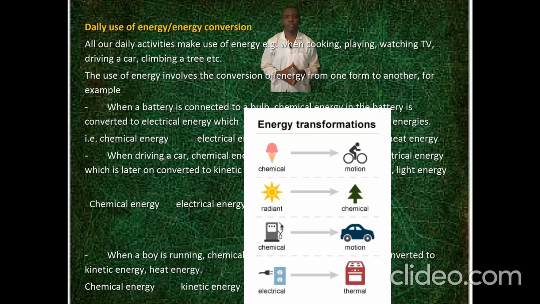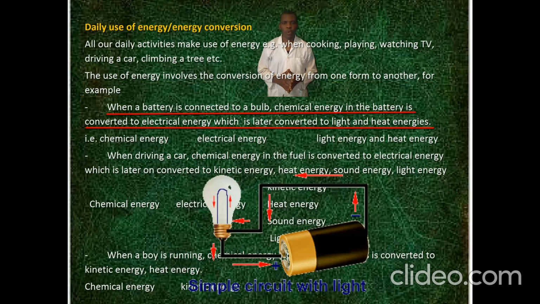Daily use of energy, that is energy conversion. All our daily activities make use of energy. Examples: when cooking, playing, watching TV, driving a car, climbing a tree, etc. The use of energy involves the conversion of energy from one form to another. For example, when a battery is connected to a bulb, chemical energy in the battery is converted to electrical energy, which is later converted to light and heat energies.